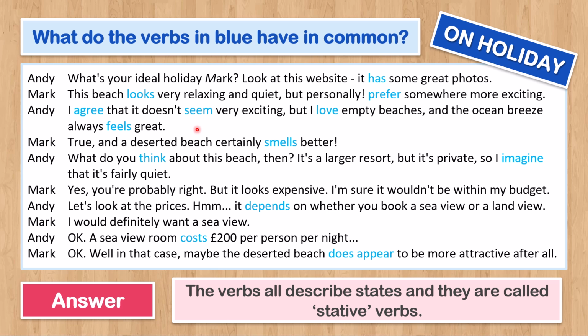They show senses like smells, looks, opinions or thought like think, agree, imagine. Possession like has, costs, or needs like want. We use them all the time in real life, but guess what? We usually don't use them in the continuous form. So instead of saying I'm loving the beach, we say I love the beach.